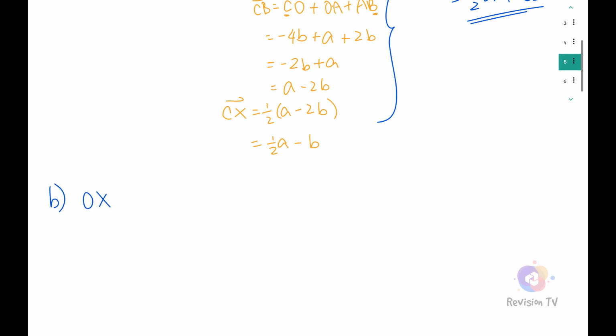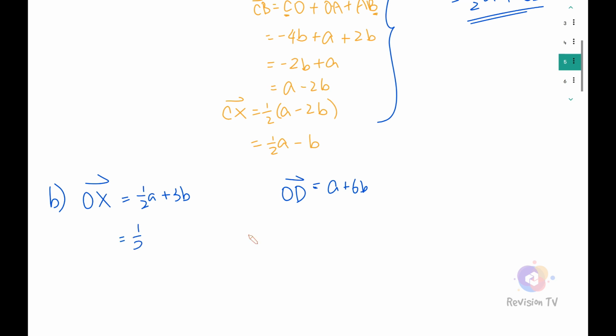Part B. Since OX is a half A plus 3B, let me rewrite that, and OD is A plus 6B. We need somehow to show they're parallel. To conclude, we can see they have no common coefficient in here. That's a half and a 1.